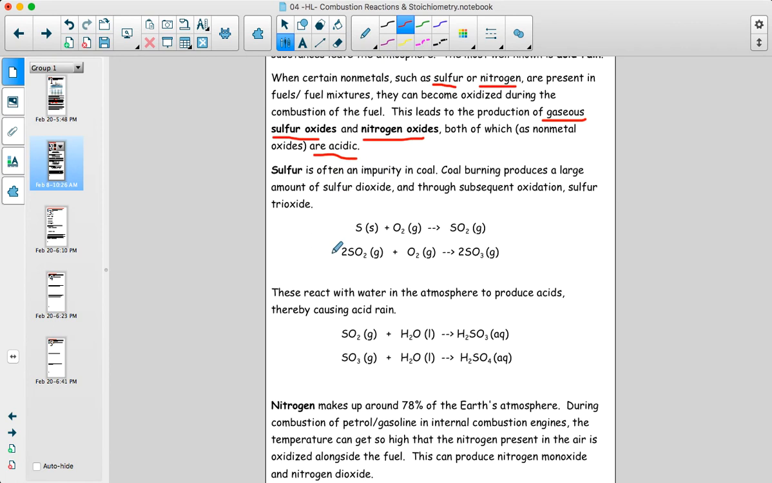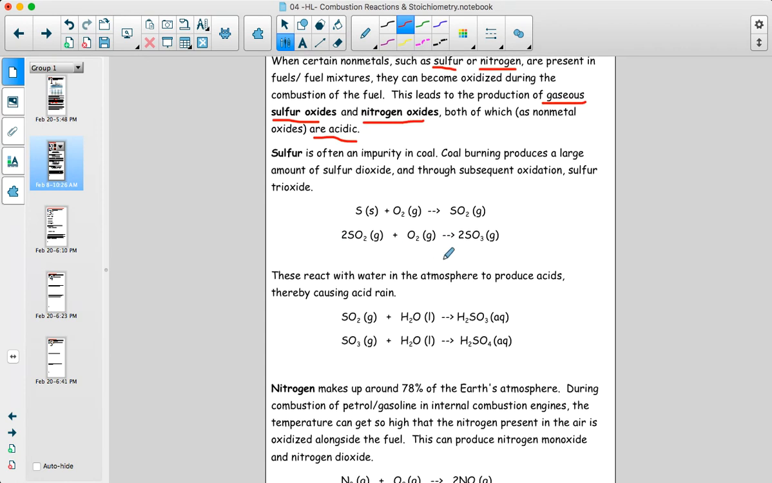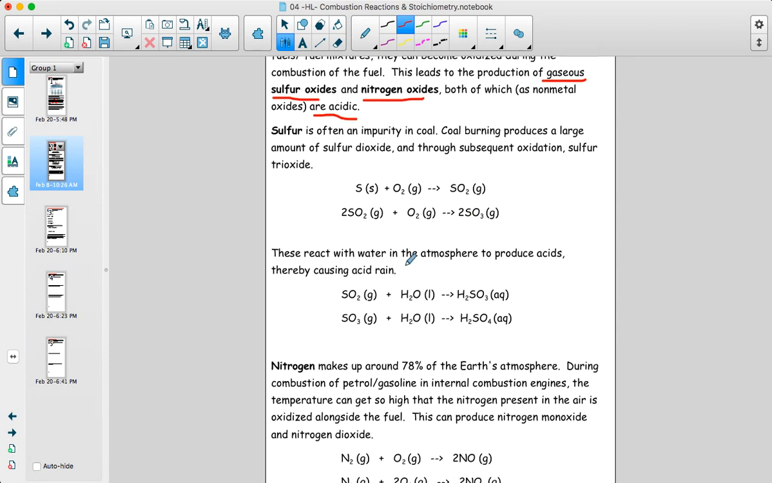So sulfur is mainly a problem in coal. Coal tends to have a lot of sulfur as an impurity in it. And while you can remove the sulfur, it's difficult to remove all of it, and it's not always done. So if you burn coal, which is mostly carbon, and it has sulfur in it, the sulfur will get oxidized as well, and that will lead to sulfur dioxide gas. And that sulfur dioxide gas can also become further oxidized into sulfur trioxide, according to this equation here.